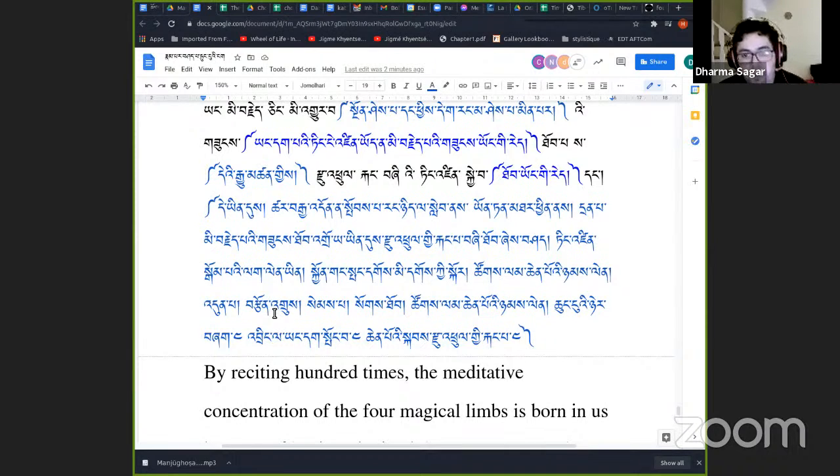Yes, and so the four magical limbs are about, as he was saying, what type of defaults of the meditation we should get rid of and what we should not get rid of. So it's kind of explaining, when we are developing this meditative concentration, what are the things that we should get rid of. And so that is the main purpose, the main objective focus of these four magical limbs. And he was saying that this is the practice of the great path of accumulation.